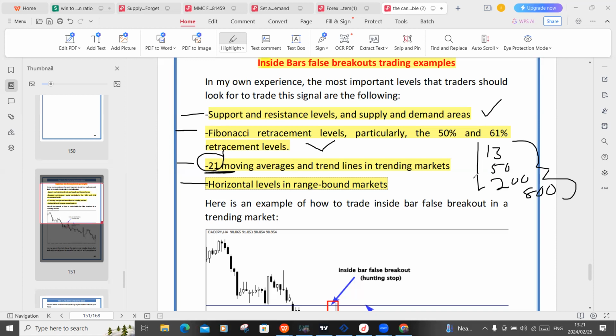If you use naked charts, that's still perfect because you can still use all your support and resistance, supply and demand. You can use the fib and you can use horizontal levels in the range bound. So don't stress much about the moving averages. That's the point I wanted to highlight there.